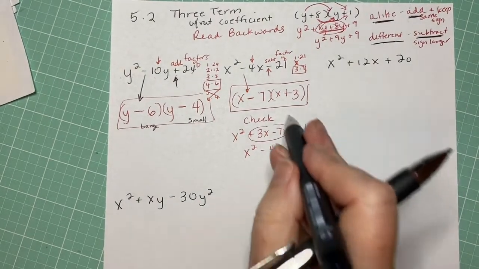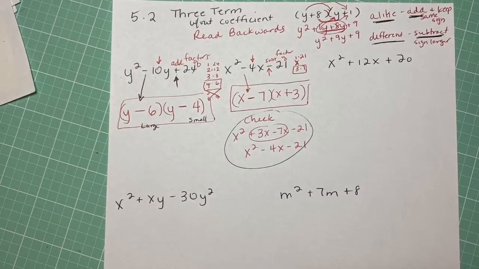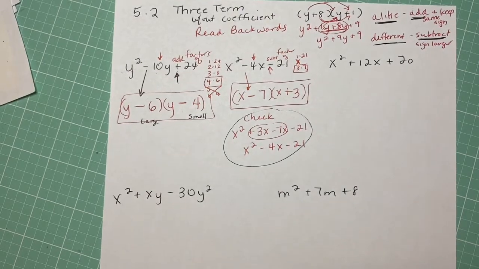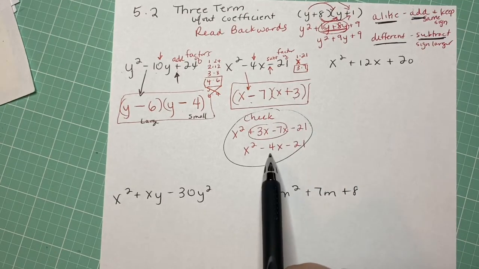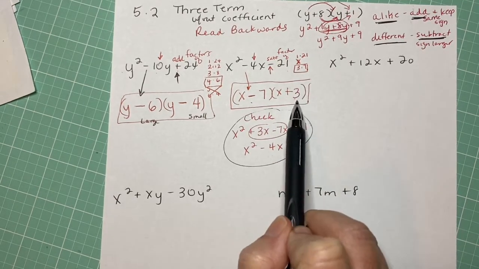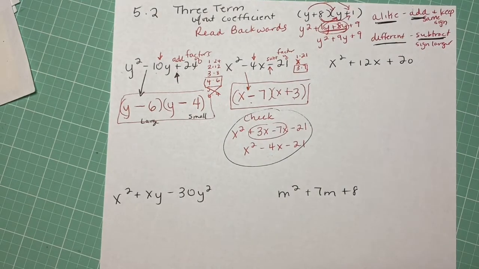So I always do this kind of in my head. I don't make you really write it down, but you really should check all your answers, even if you do it quickly in your head. Because see, negative 7 and positive 3 need to be the negative 4, and negative 7 times positive 3 needs to be that 21.